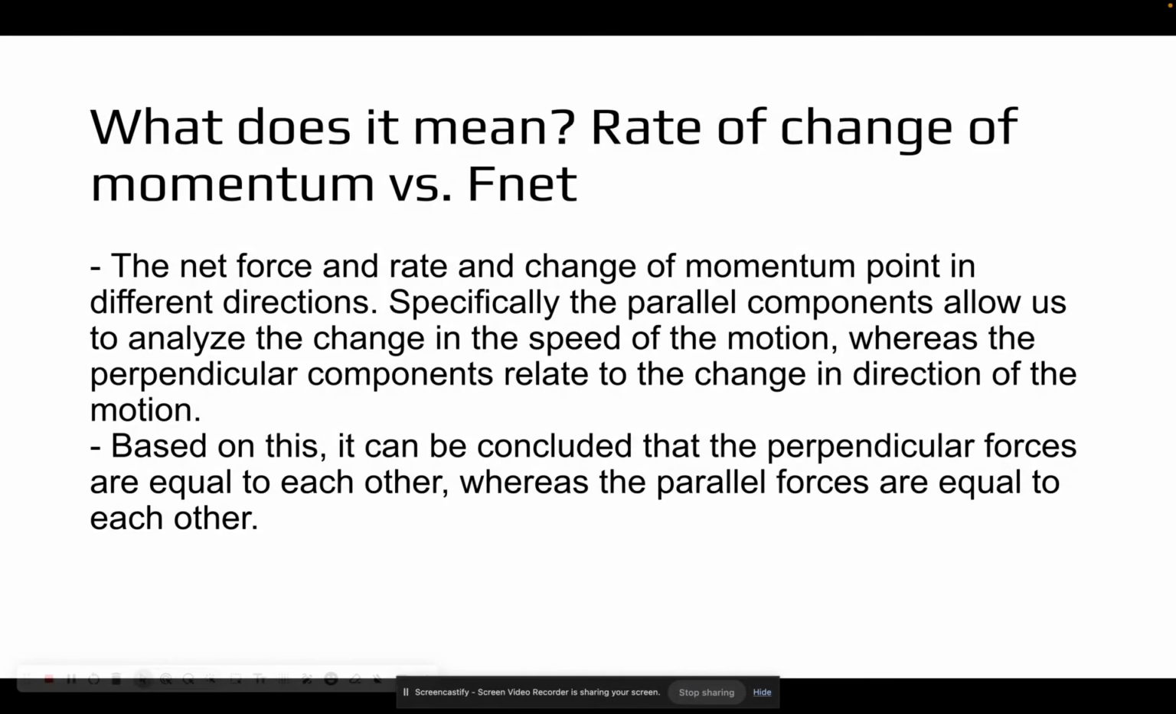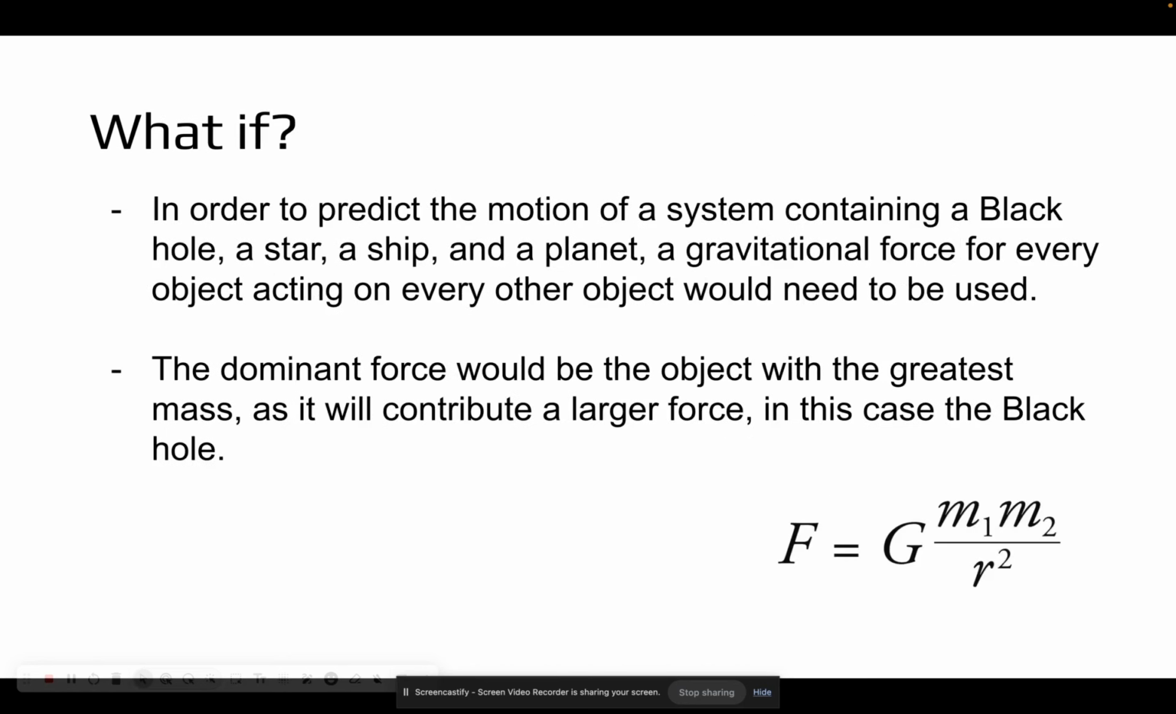So what does it mean? Rate of change of momentum versus FNet. The net force and rate of change of momentum point in the same direction. Specifically, the parallel components allow us to analyze the change in the speed of the motion, whereas the perpendicular component relates to the change in direction of the motion. So based on this, we can conclude that the perpendicular forces are equal to each other, whereas the parallel forces are also equal to each other. And rate of change of momentum is the same as the FNet.